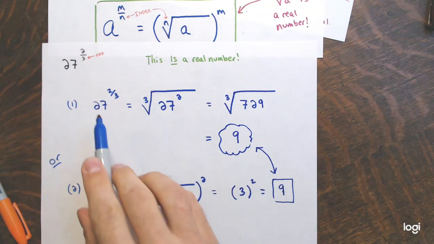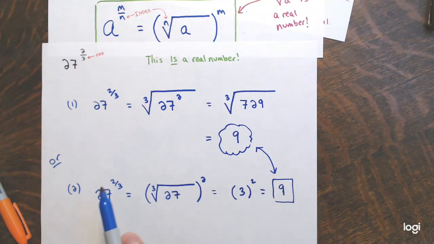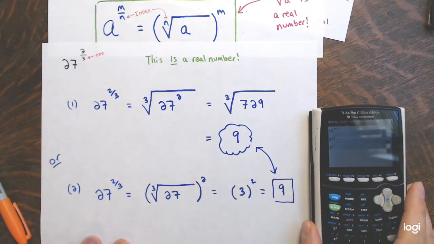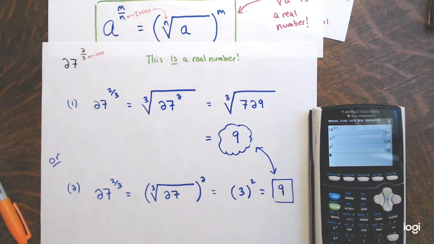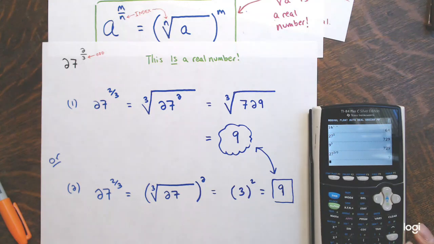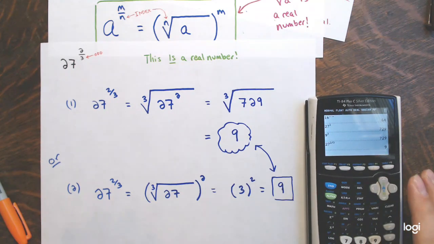Right, so you don't have to do both. Notice I put the word or here. You don't have to do both. Just do one, and you'll get the correct value. And if you want to double check yourself, maybe punch it in a calculator just to see what's 27 raised to the 2/3 power, and you're seeing the number 9 pop back there. Great.